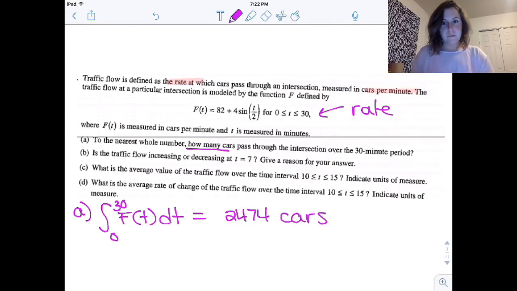Okay, and on the AP, that was 3 points. So you got 3 points for getting that correct. 3 out of 9 points.